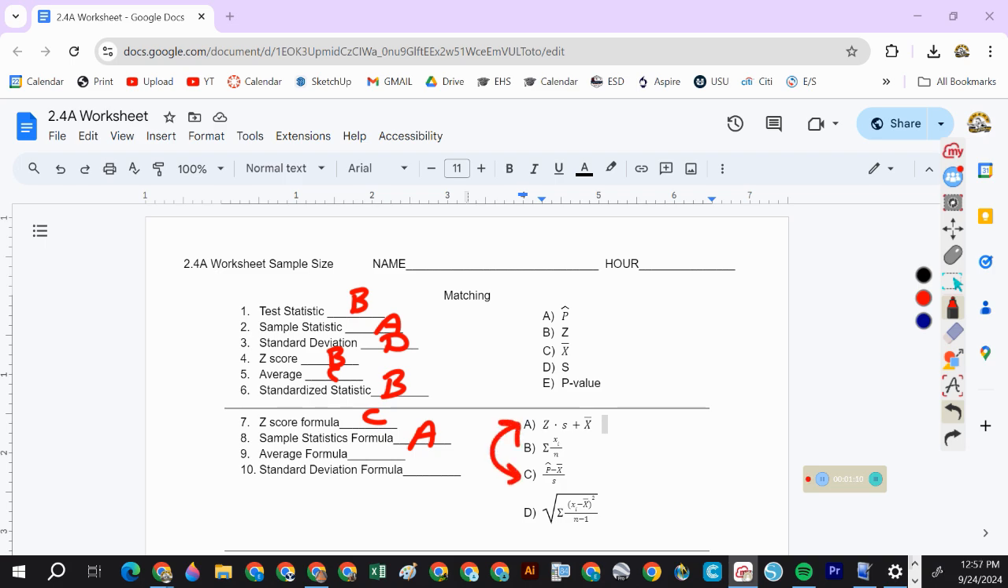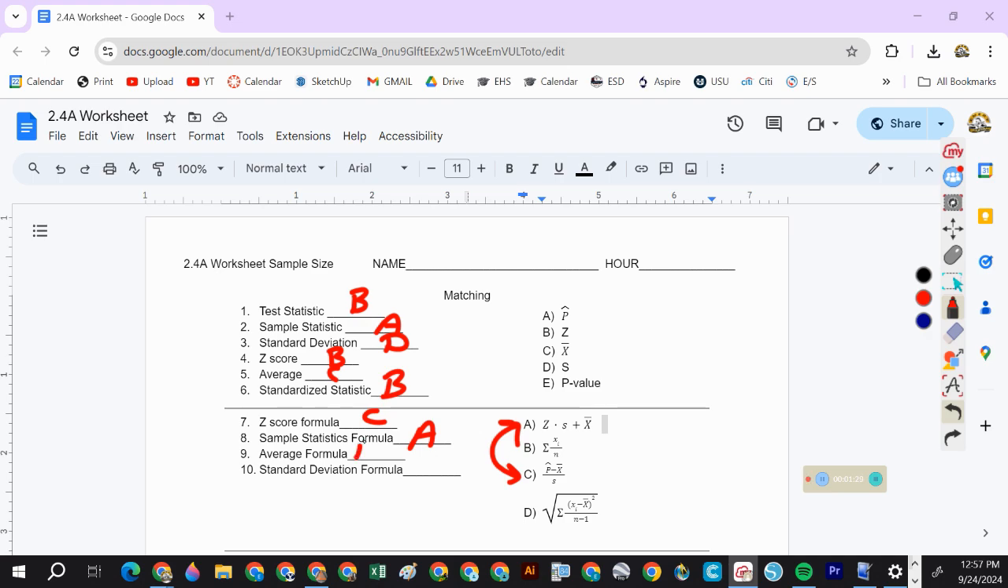So if you have, say, a weight, you can turn a weight into a z-score by taking that weight and subtracting the average and then dividing by the standard deviation. Or if you have a z-score, you can turn it back into a weight by taking that z-score, multiplying it by the standard deviation, and then adding it back to the average.